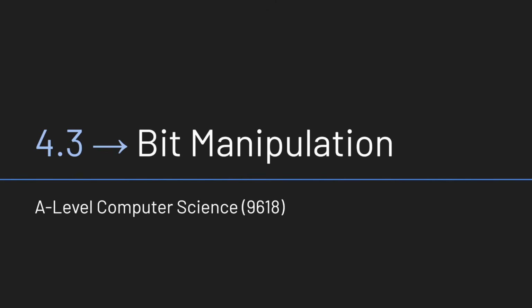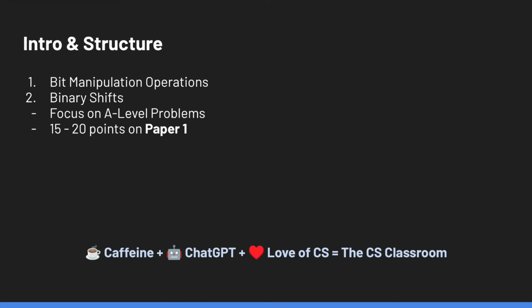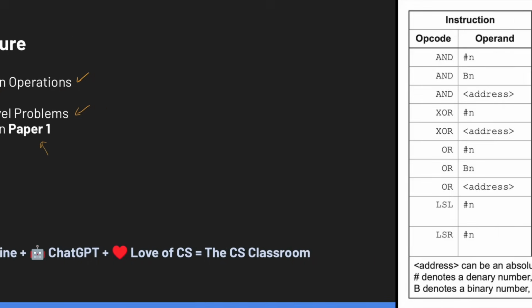Let's move on. Our next section is going to be subsection 3, which is on bit manipulation. Let's get started. In this subsection, we're going to cover bit manipulation operations and binary shifts. And we're going to illustrate these concepts using A-level problems. Now, the content in this subsection is part of the 15 to 20 points on paper 1 that we referred to in previous sections. So let's get started with bit manipulation operations.